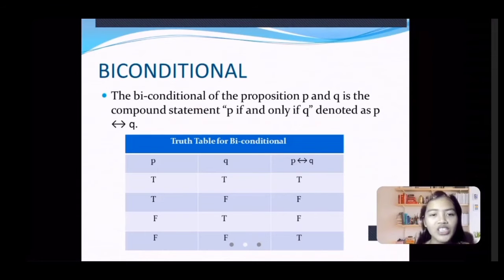The biconditional of the propositions P and Q is the compound statement P if and only if Q, denoted as P double arrow Q. This table shows that it is true only when both P and Q have the same truth values. Just like this, the truth table for the biconditional. So that's it. Thank you.